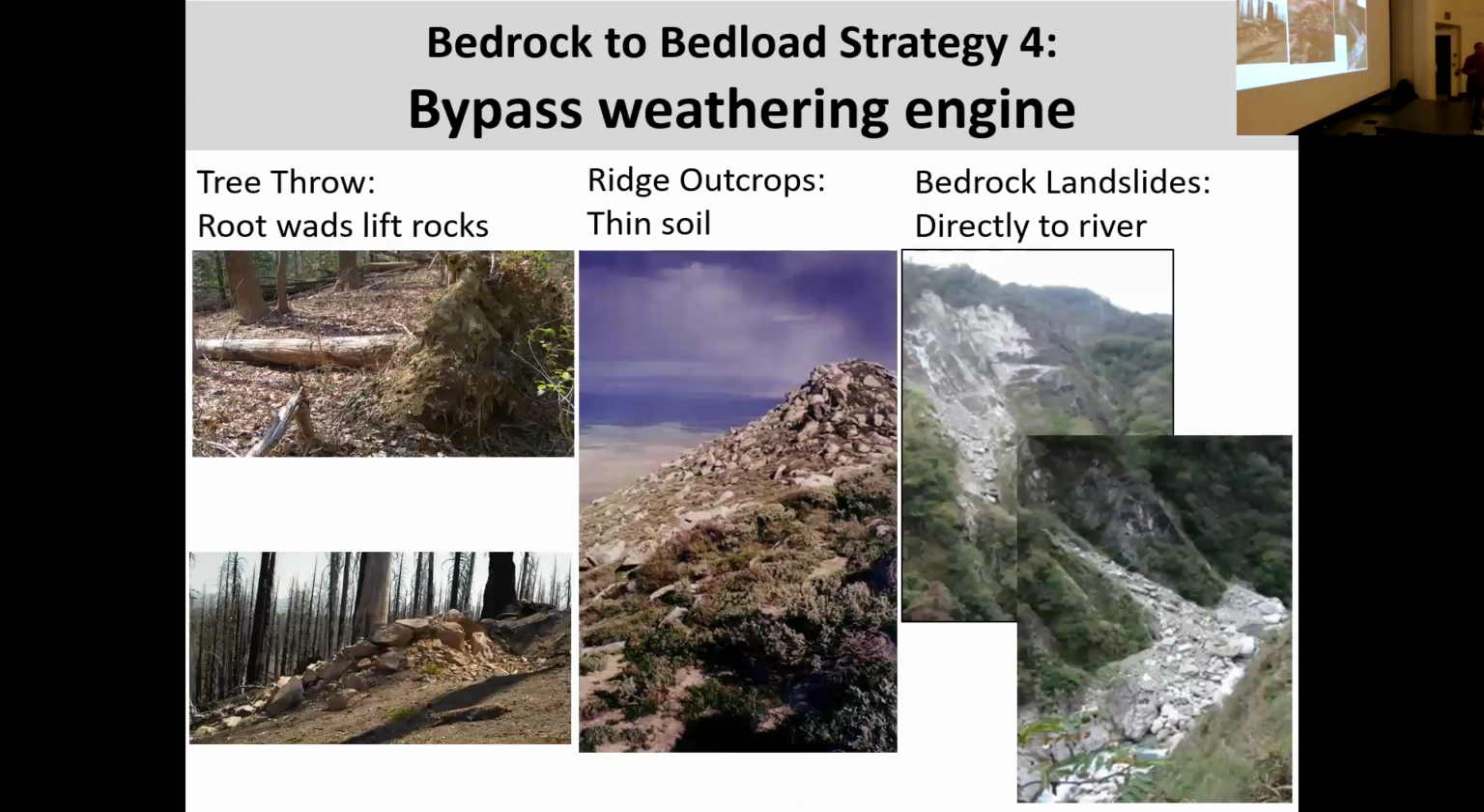Okay, but the last clever strategy is the bypassing of the weathering engine. And we see that happen with, for example, tree throw. So tree roots can pull up relatively fresh rock from the base and flip it over on top where it may be relatively safe from effects of water and chemical weathering. But landslides are really the most efficient way to just skip the weathering engine entirely. So there's a lot to think about here.